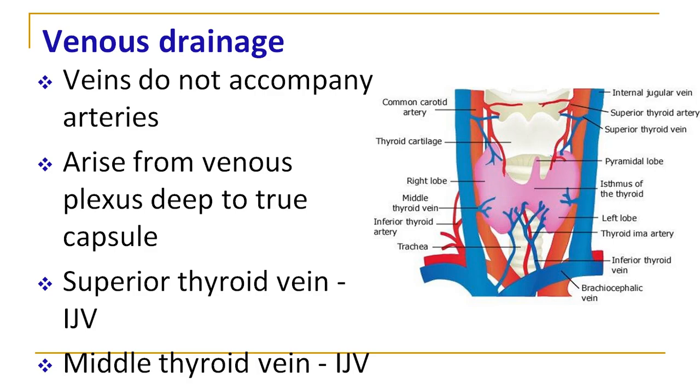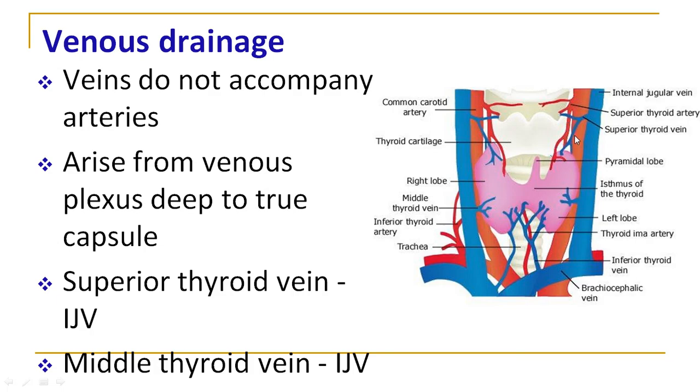Venous drainage is by similarly named veins, but additional to that there will be one extra vein, the middle thyroid vein. The superior thyroid vein is closely related to the superior thyroid artery. It is like a newly married couple, it's next to one another. The superior thyroid vein ends up in the IJV, internal jugular vein.